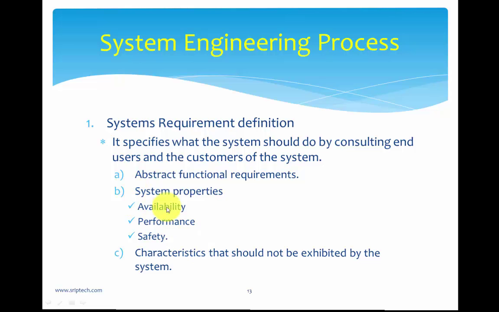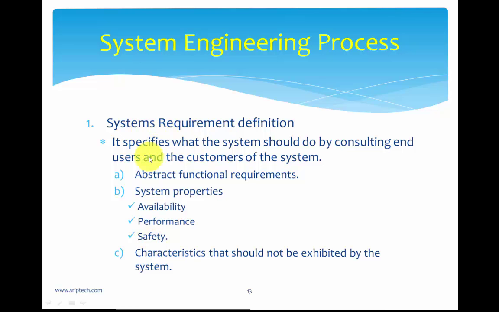So availability characteristics are defined in the system requirements definition, and also the performance. Now what is performance? How fast the system is responding to me or any other kind of inputs given to the system, that is called performance. And the third characteristic would be in terms of safety.